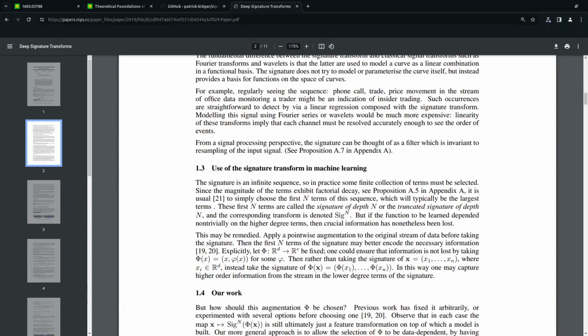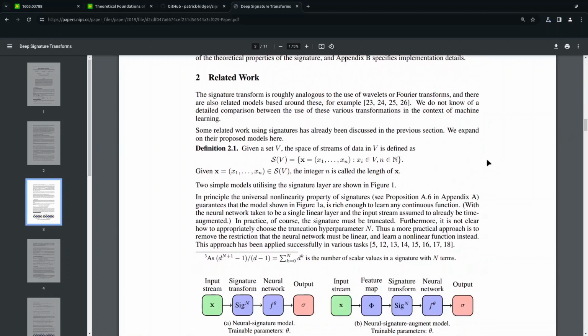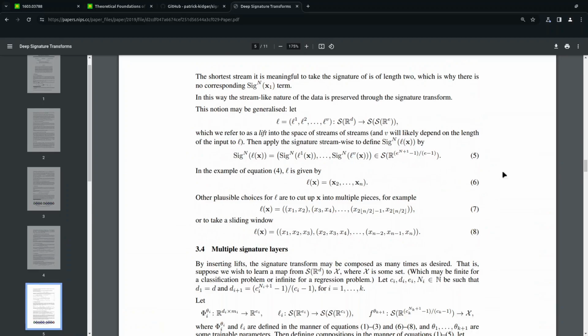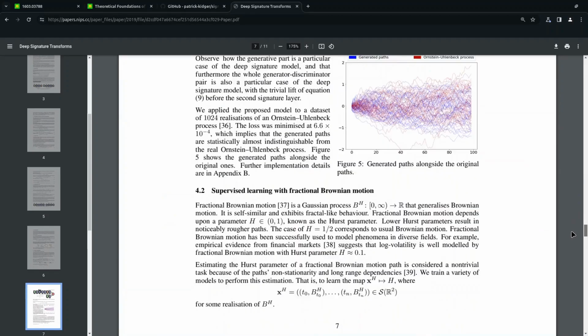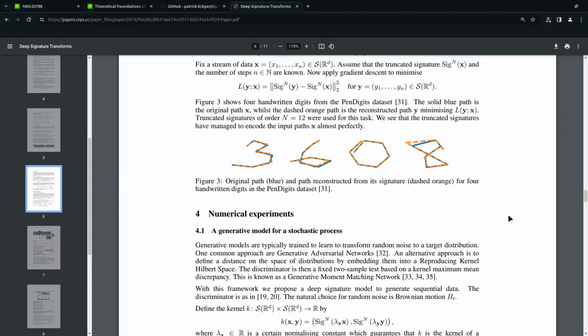But I think this might be a better introduction to the signature transform because they show some small examples, and they also show how they use it for some kind of stochastic process, showing that you don't really need these very nice paths, even some very noisy systems you can work with.